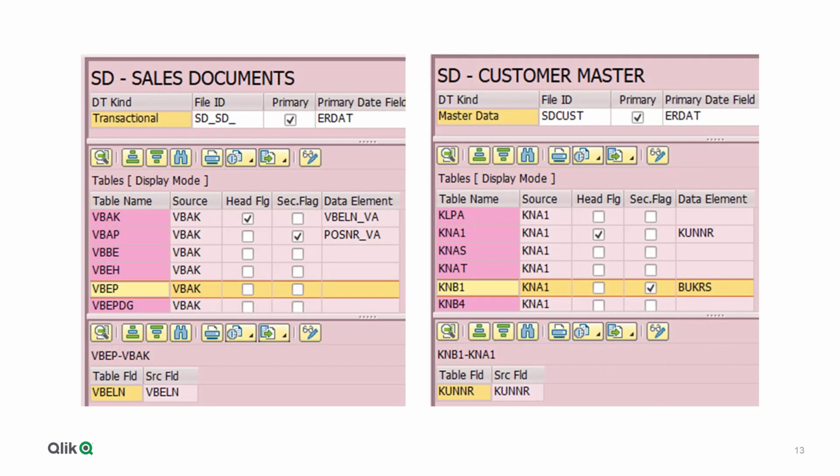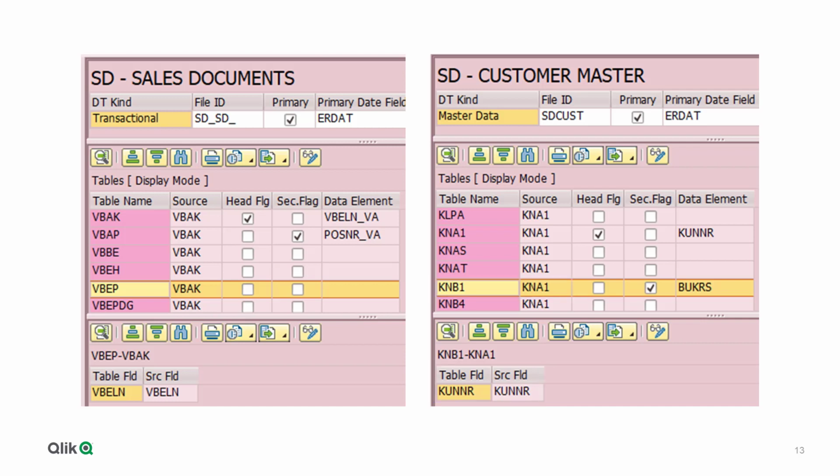This slide provides two examples of data types where the screen capture on the left shows one named SD sales documents. Its header table is VBAK, and the highlighted relation is to table VBEP, and we can see that the join uses common field VBELN, which is the field that stores the sales order number. The capture on the right shows similar content, but uses SD customer master as the example. It uses KNA1 as the header table, and its relation to table KNB1 relies on a join using common field KUNNR, which is the field that stores the customer number.